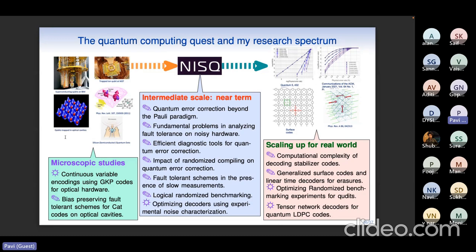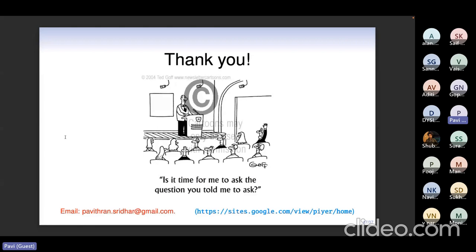And then one can look at these large arrays of qubits, which are called surface codes. We can think about generalized surface codes and linear time decoding techniques there, and also tensor network decoders for quantum LDPC codes. With that, I'd like to leave it here and open it for questions.